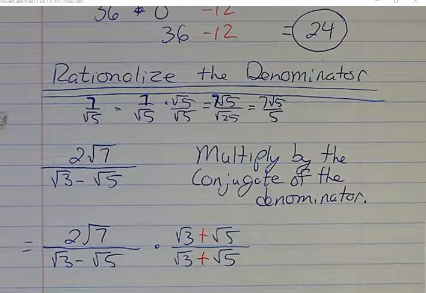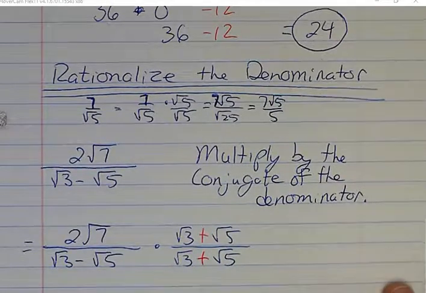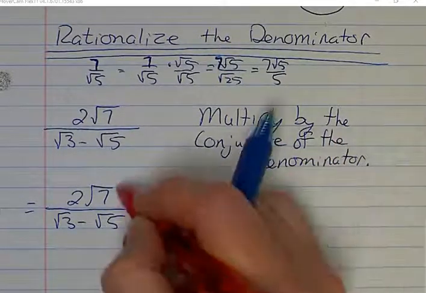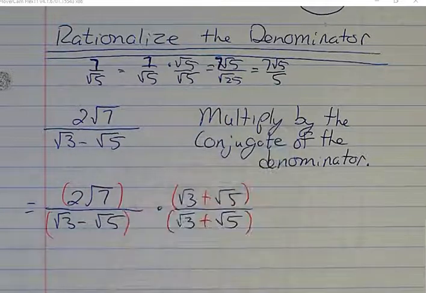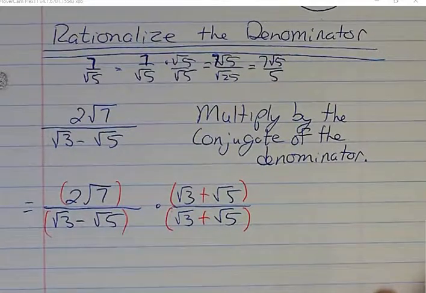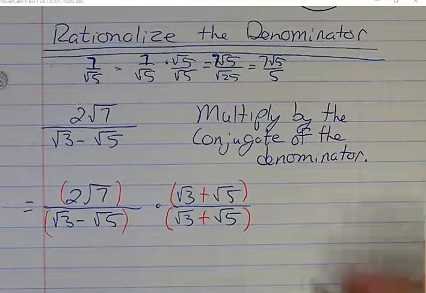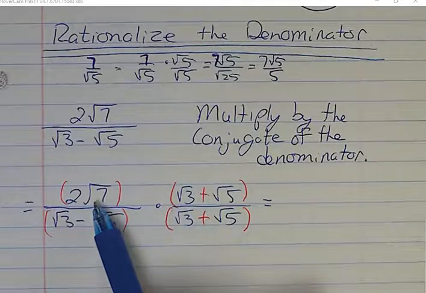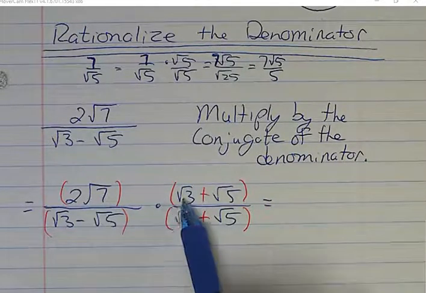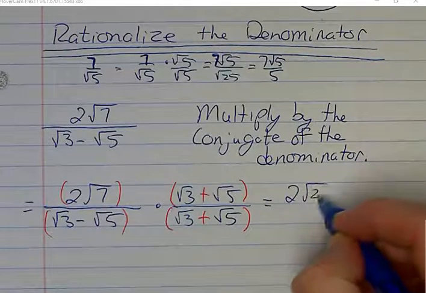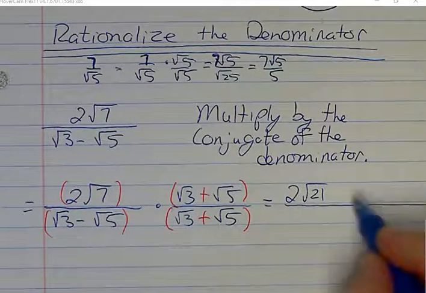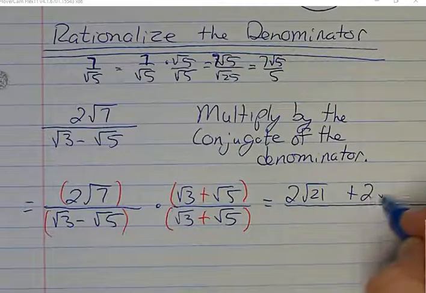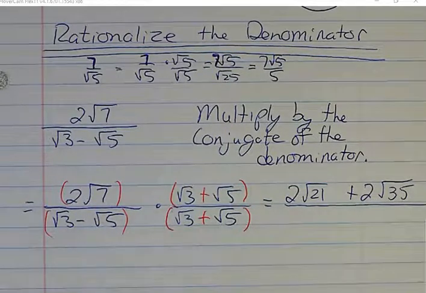Now the one thing you probably want to do when you do these is, because we are multiplying by those 2 terms, put parentheses around every single thing that you have here. On the top part, that one is really just the distributive property. It's not even the full method. So we're going to do 2 square root of 7 times square root of 3. That's going to be 2 square root of 21. Plus 2 square root of 7 times square root of 5. That's going to be 2 square root of 35.